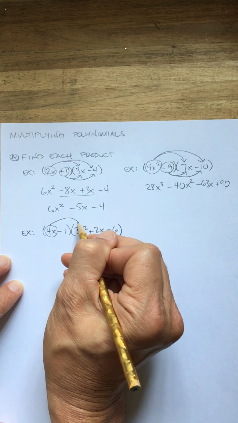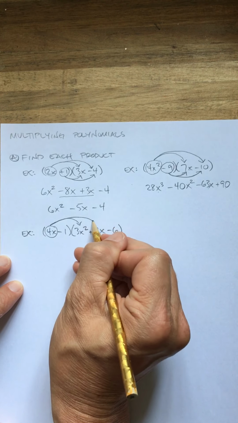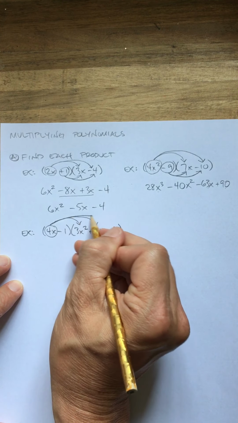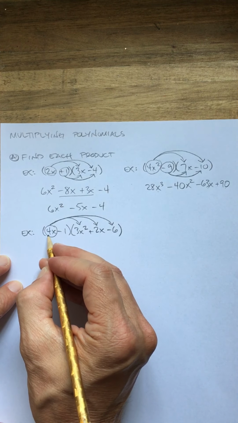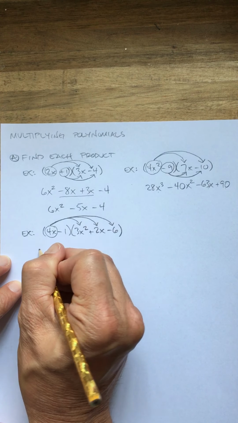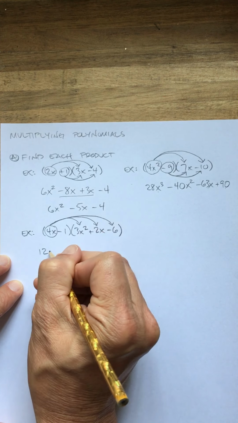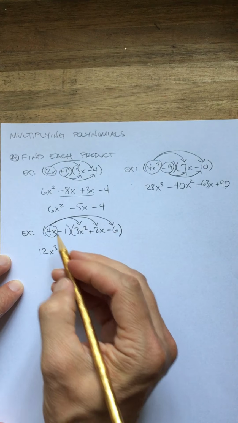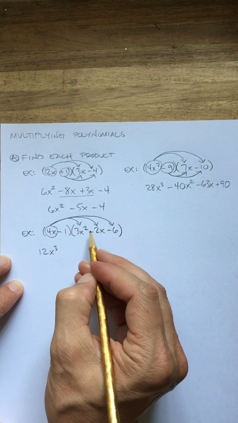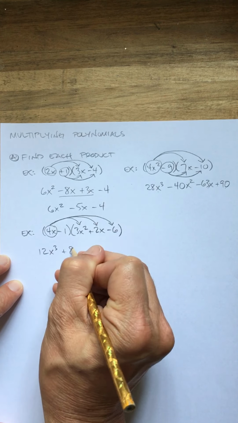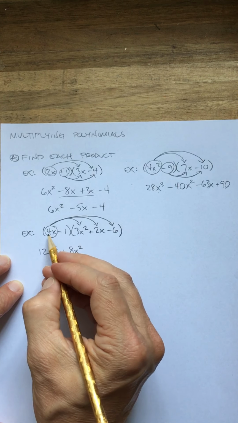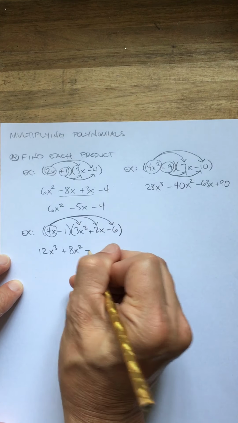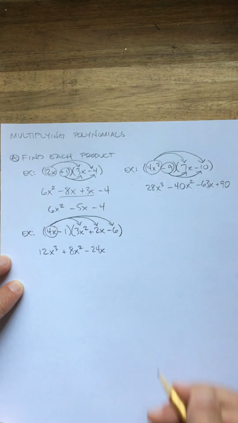Multiply it to this guy. Then multiply it to this guy. Then multiply it to this guy. All right, see what you get. All right, I got 4 times 3 is 12. X times x squared is x cubed, okay? Now to this guy, 4 times 2 is 8, so plus 8, and then the x times the x is x squared. Okay, then the 4x times the negative 6 is minus 24x.